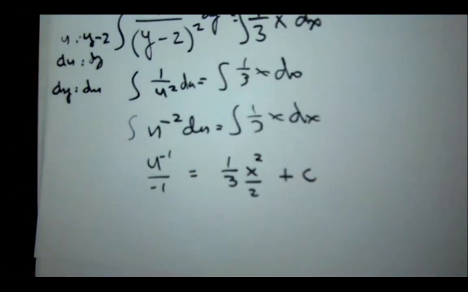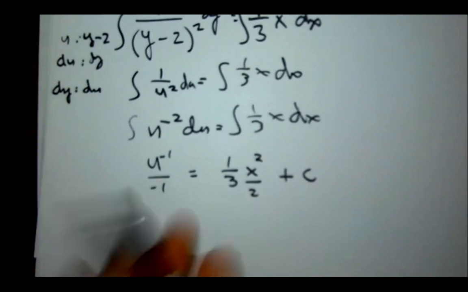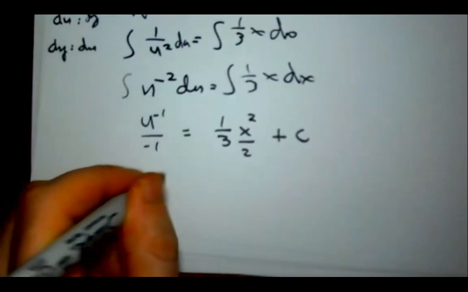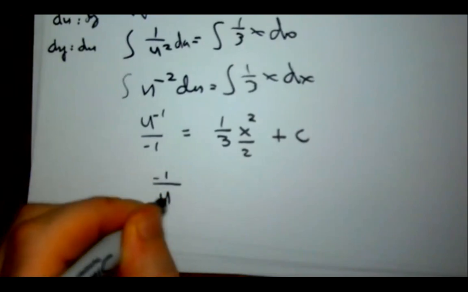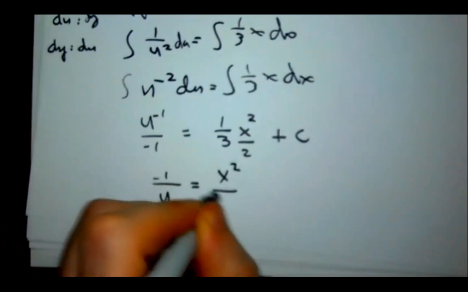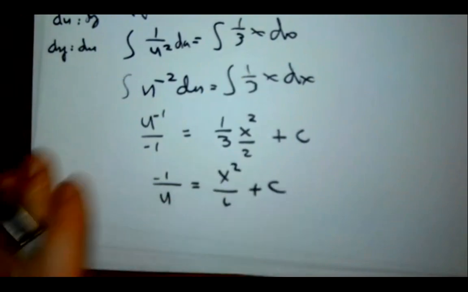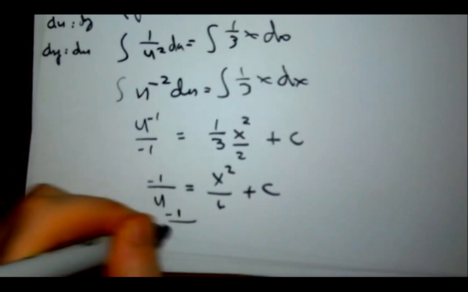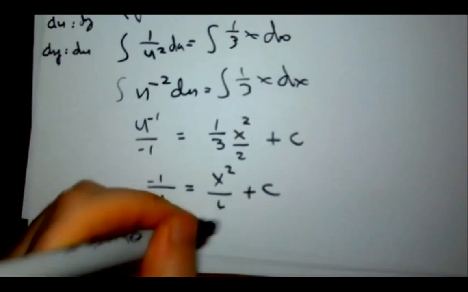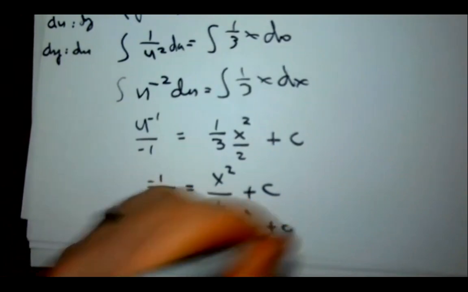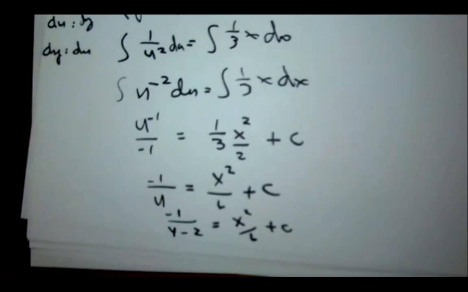I think you cut out there. Hopefully that makes sense. So when we clean this up, this would be negative 1 over u is equal to x squared over 6 plus c. Putting our u back in, negative 1 over y minus 2 equals x squared over 6 plus c. Do we have any questions up to that point?